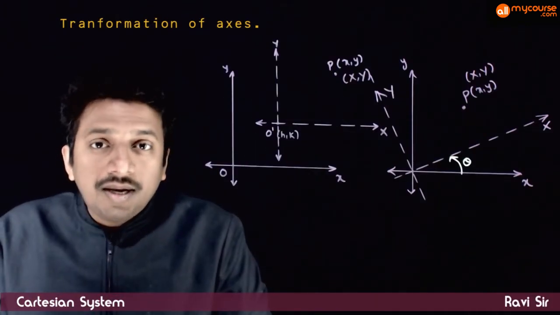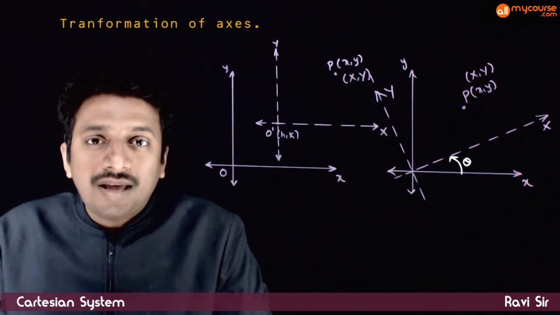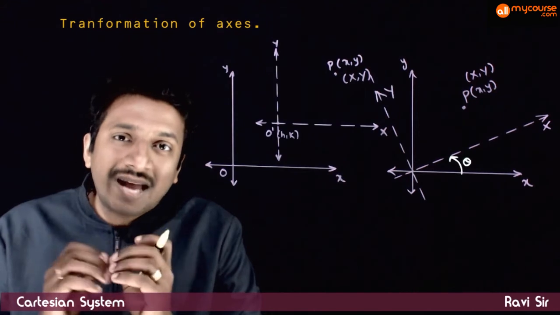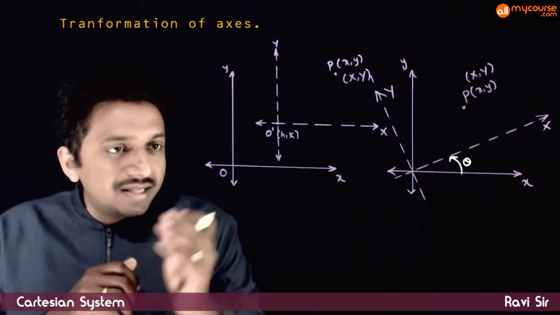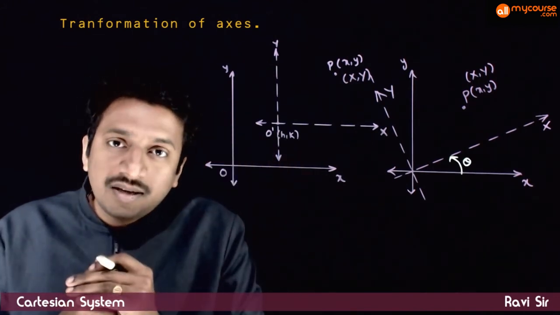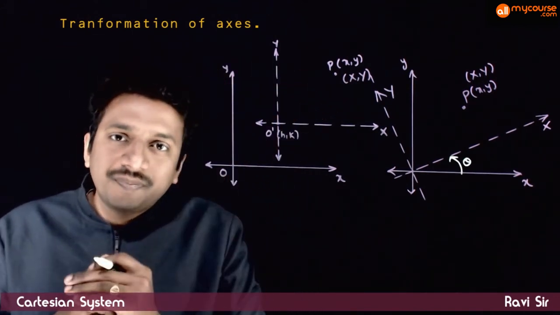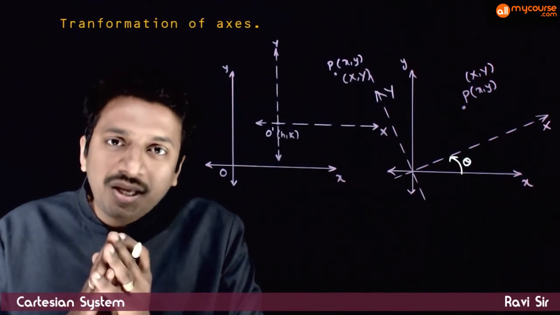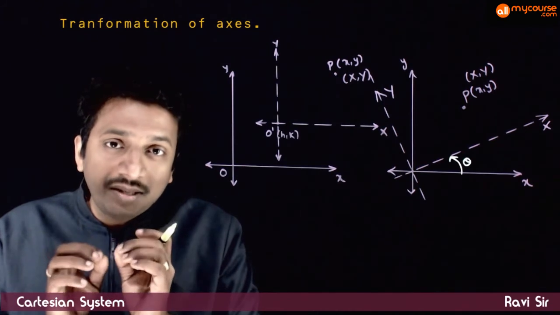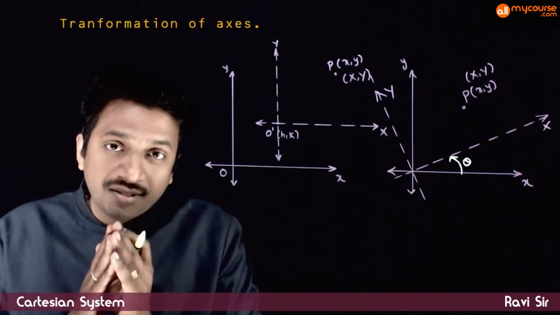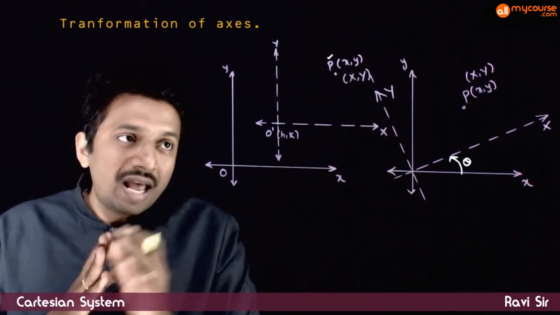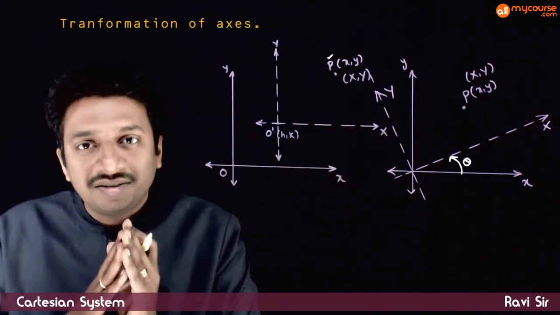In this topic, let us look at the transformation of axes. We have already seen the basics of the Cartesian coordinate system. That is, if you have a coordinate system containing x-axis and y-axis, every point in this plane can be represented by a unique ordered pair. Now, what we are going to learn in this topic is how the coordinates of a point change as we change the coordinate system.